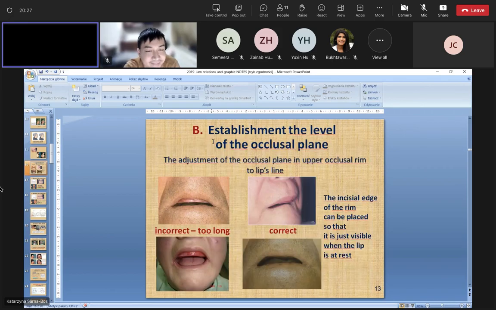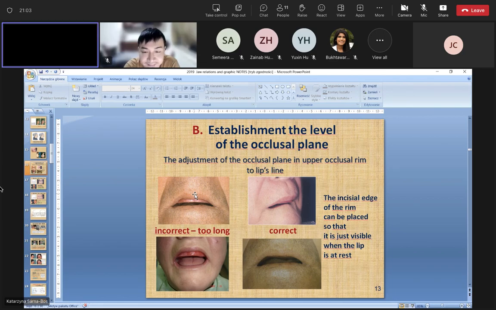Okay, so after we establish good support for the upper lip, we have substage B. Substage B is called establishment of the level of the occlusal plane. The next thing we should do is check the height of the wax rim in the anterior part. This is the adjustment of the occlusal plane in the upper occlusal rim to the lip line.